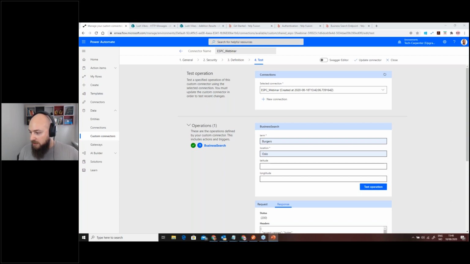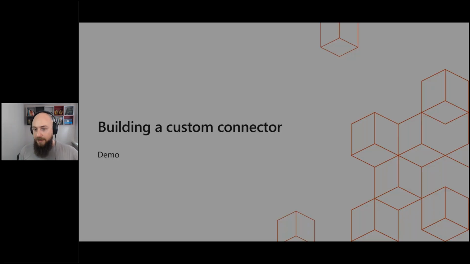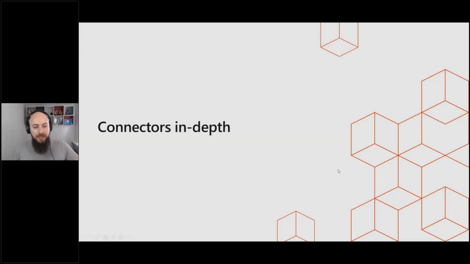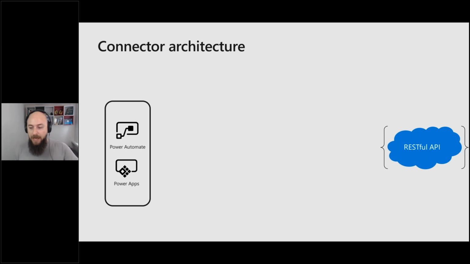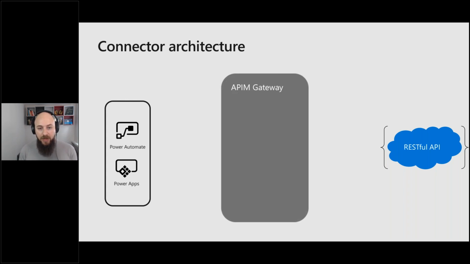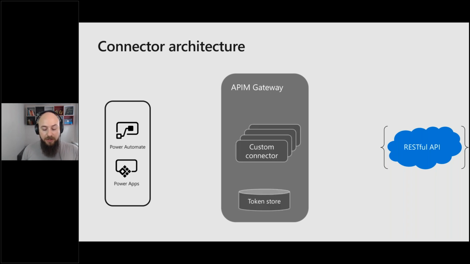Okay, so we'll be back to our session and just talk a little bit in depth about the custom connector. So what happens when you call that connector in Power Automate? We have the connector architecture, whether it's Power Automate or Power Apps, and then we have a RESTful API. Whether it's a RESTful API or an Azure function, it doesn't matter. So what happens in the middle, we have the API management gateway. You create a custom connector there, and there's a token store. And you remember that I've actually stored that API there, so it will be stored for you there.